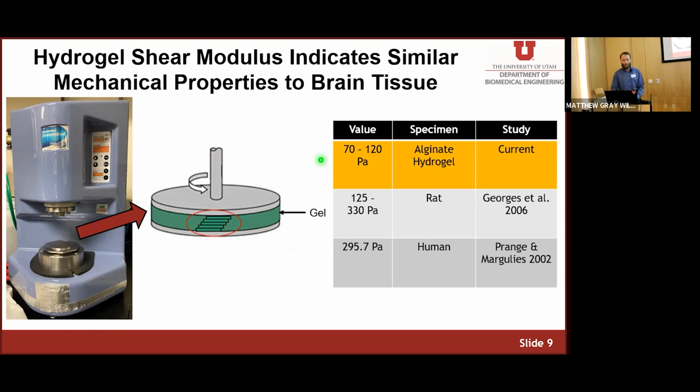And so up here in yellow, you can see the shear modulus that we calculated for our alginate hydrogel. And then we're comparing that to some measurements that were done in rat and human brain tissue. And you can see we're pretty close to within the range of both of these samples reported here. And these are some pretty preliminary characterizations, and we can modify this relatively easily, or it could be modified by any experimenter adopting this just by changing the calcium crosslinker exposure time.